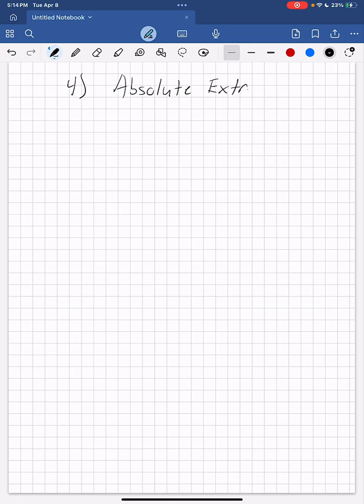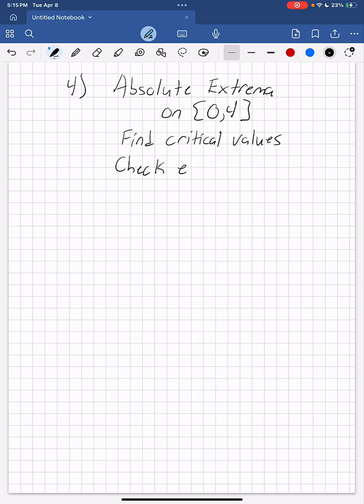Absolute extrema happens on an interval. So like on the interval we used in the test review was 0 to 4. Okay. So I'm going to find my critical value. So using the same process as we used in question 2 here, or example 2, find the critical values. I want to check the endpoints and the critical value on the interval. Okay, so let me show you what I mean by that.